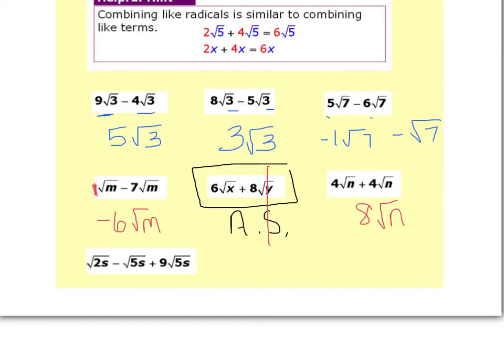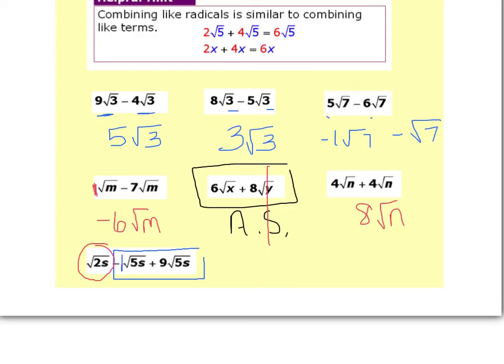And then our final example looks very tricky because we have so many different pieces with it. If we look at this expression, the like terms, if we want to consider it that way, would be anything that has the radical 5s. So this radical 2s is not going to be able to be combined with anything that has a 5s underneath it. So again, same thing as we talked about.